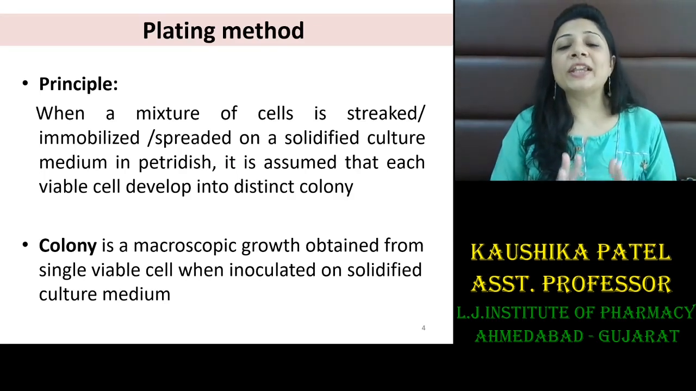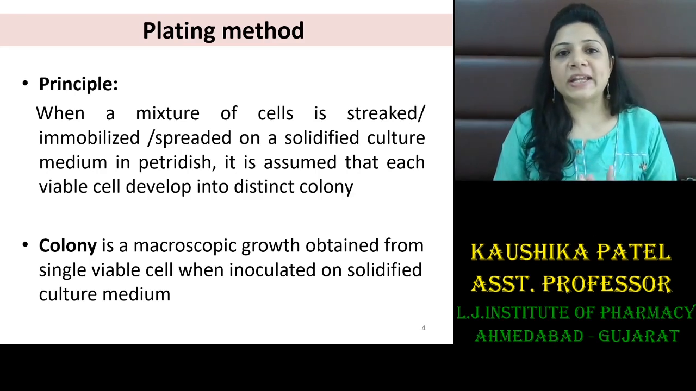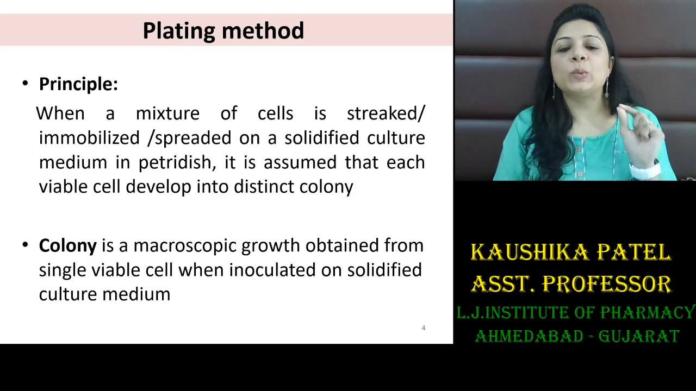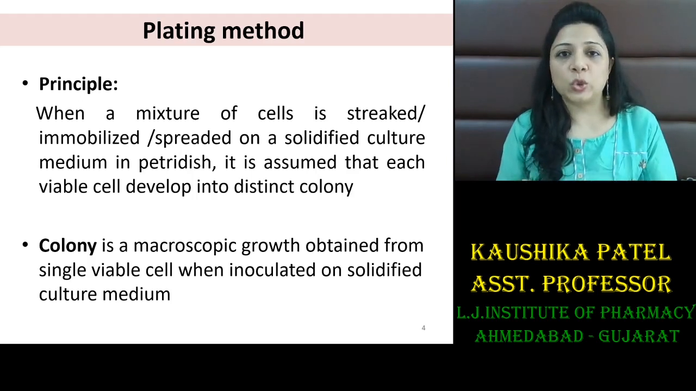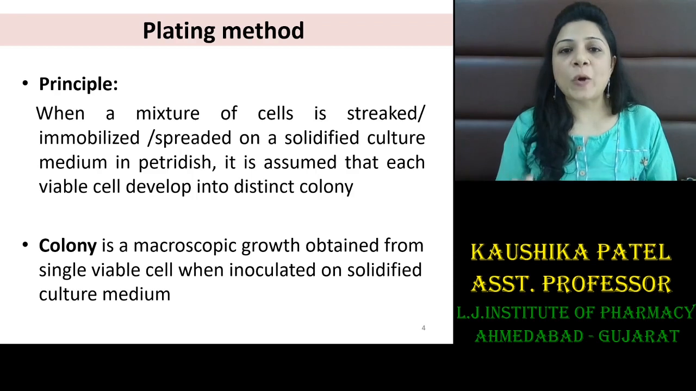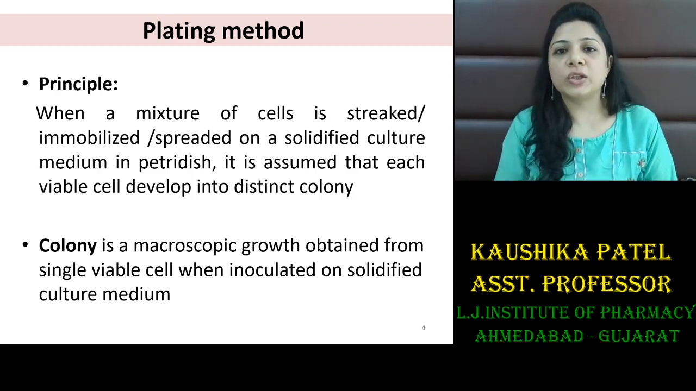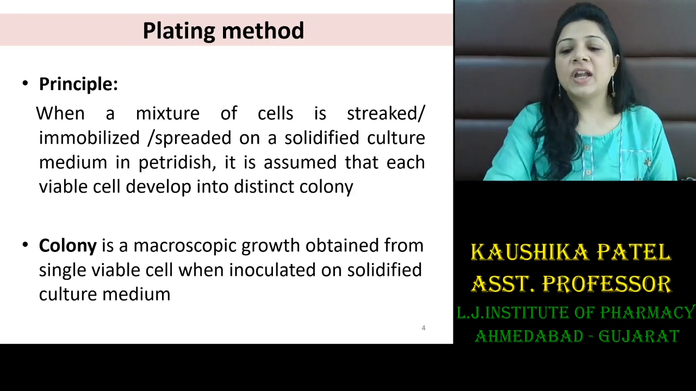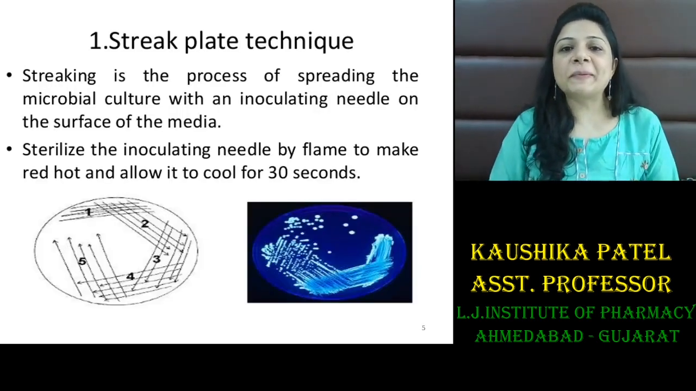In this method, when a mixture of cells is streaked, immobilized or spread on a solidified agar plate, each viable cell will develop into a distinct colony. A viable cell is a living cell which can multiply and form a colony. Now what is a colony? It is a macroscopic growth obtained from a single cell after inoculation on the solidified plate. So the first method is the streak plate method.